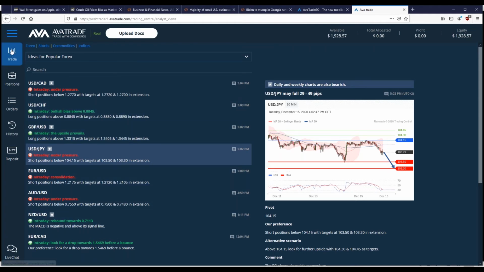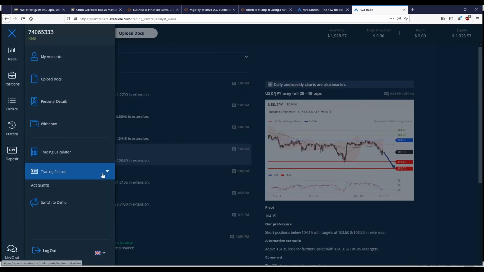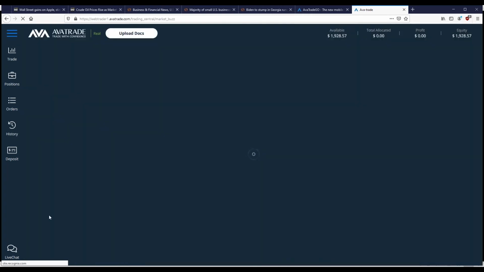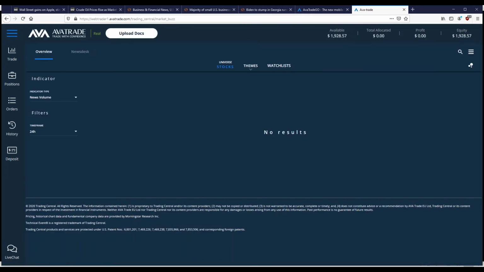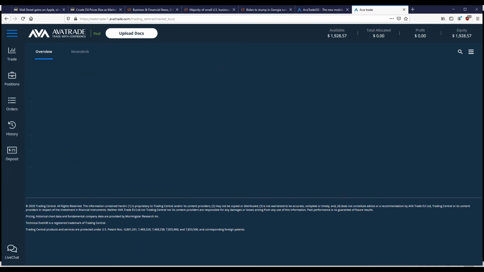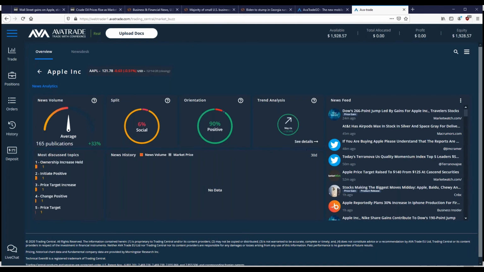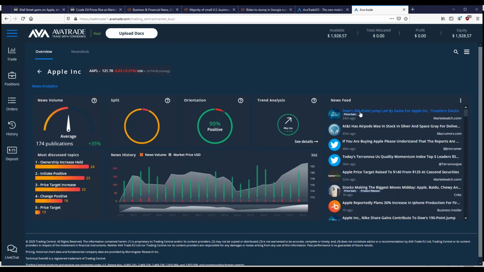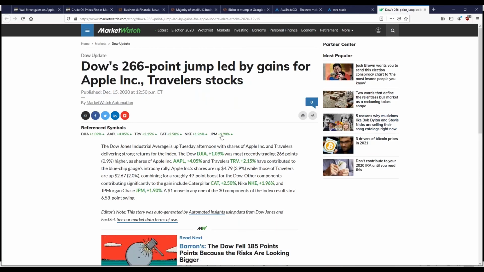You also, through Trading Central, have fundamental news. You have some other things you can look at, Forex featured ideas, market buzz. We can take a look at all kinds of stuff here that is trending. So if I click on market buzz, who's trending? Pfizer, of course, Apple. What's going on with Apple today? Click on the bubble, and there we go. Dow jumps 266 points, led by gains for Apple. You might click on it, say, okay, what's going on with Apple? There's the web page, there's the article you go on to read.